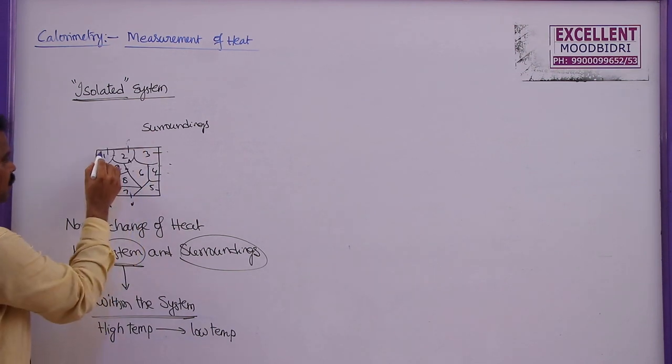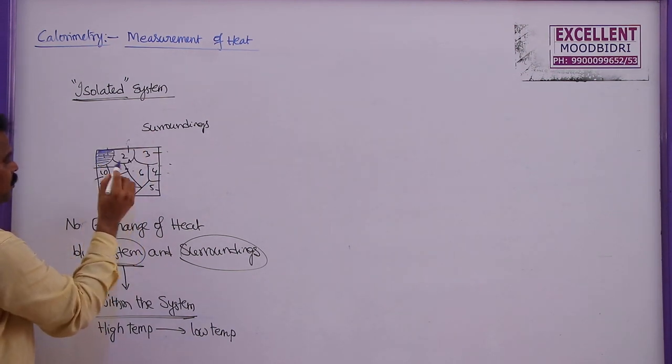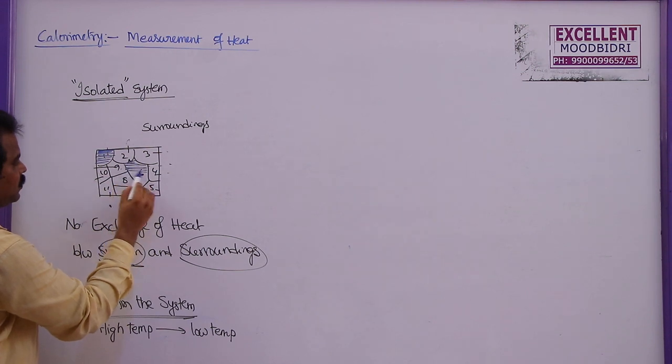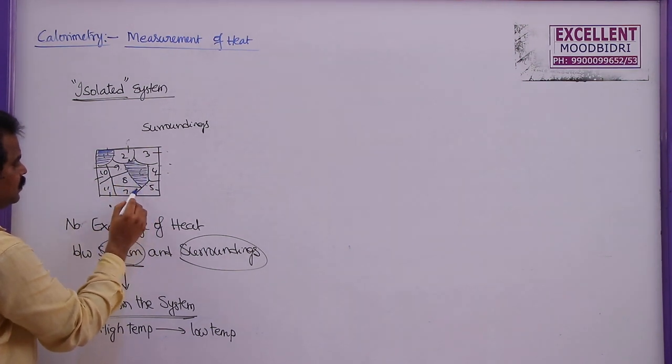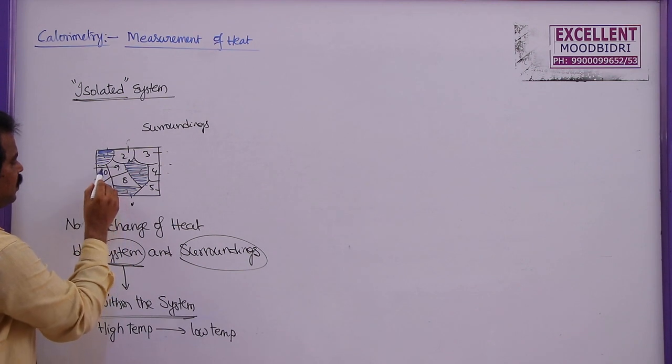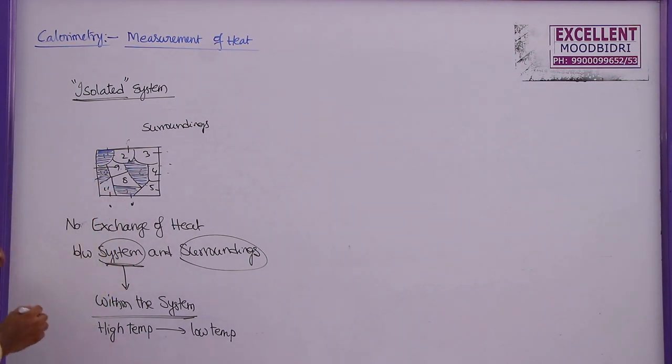So this is an isolated system. Let us say 1 is at high temperature, 6 is at high temperature, 7 is at high temperature, and 10 is at high temperature. So what are the possibilities here?